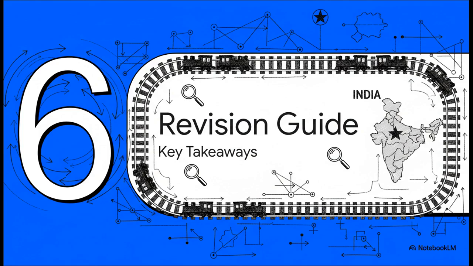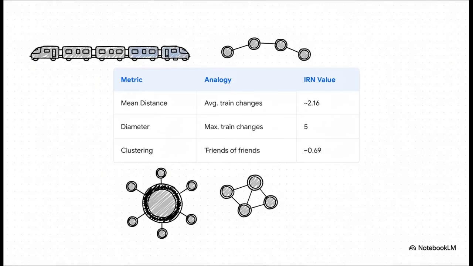All right, let's pull all of this together. Think of this as your final cheat sheet. Everything you need to remember from this deep dive. So here are the key numbers. The mean distance is 2.16, which means about 1 train change on average. The diameter, that's the absolute maximum number of changes you'd ever need, is only 5. The clustering, that really high 0.69. And that last value is pretty cool too. It tells us that big, busy hub stations tend to connect to smaller stations, not just to other big hubs. It's a design that really helps spread traffic across the whole network.